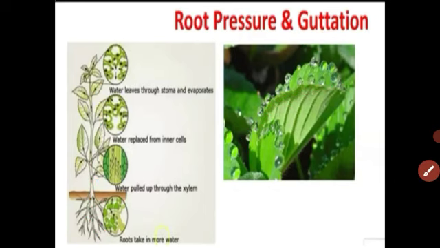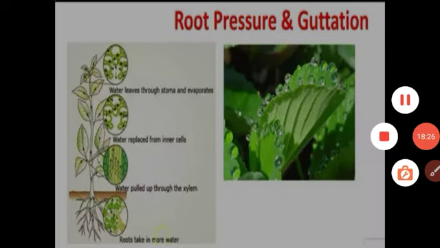Understood, student? In the next video, I will explain some important experiments which are very helpful for understanding the absorption by roots and the forces contributing to the ascent of sap. Understood, student? Today's lecture. Thank you.